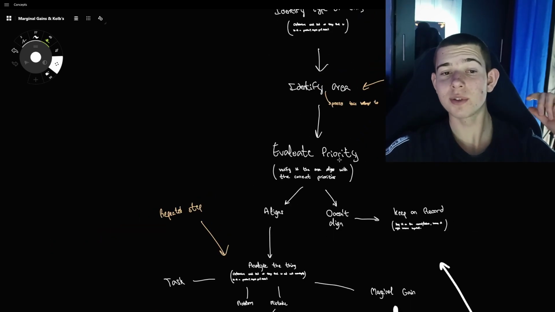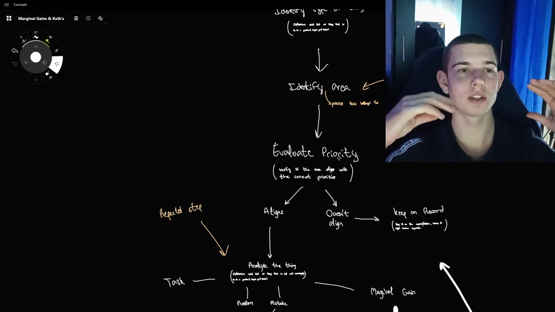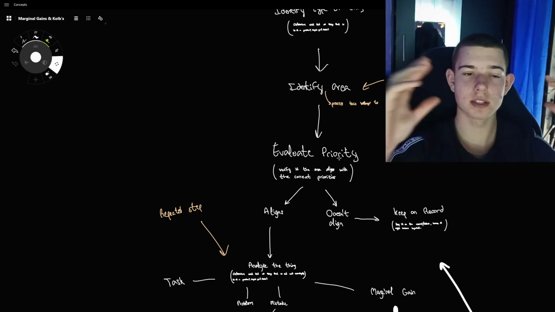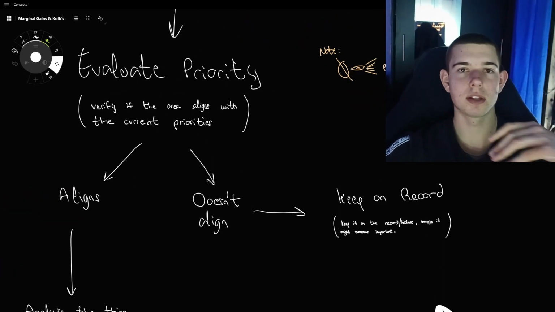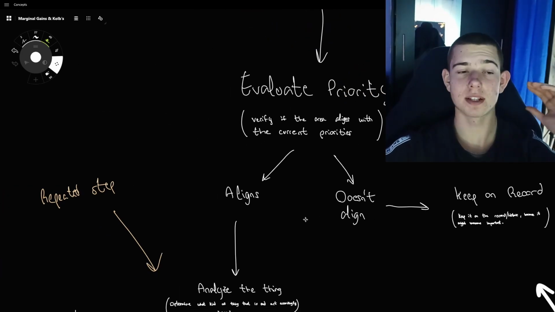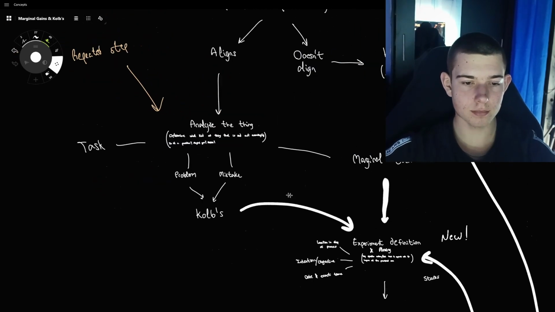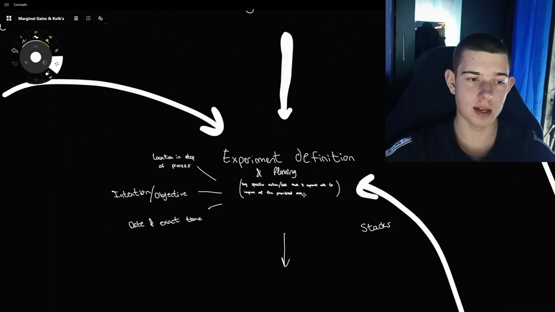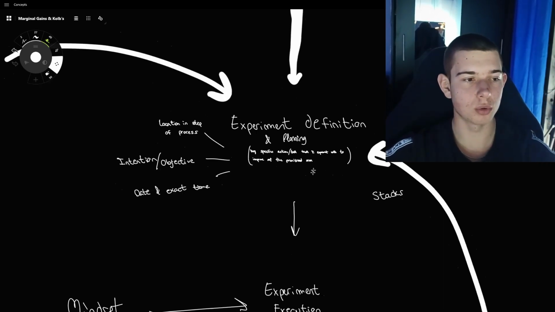Then I'm gonna evaluate the priority of this area. Like, is YouTube a priority that I'm focusing on right now? If it's not, then I will just keep this task on the record. I will just keep it somewhere. But if it is, then I can keep going and make an experiment about this task or this problem or this focus point that I'm trying to work on.